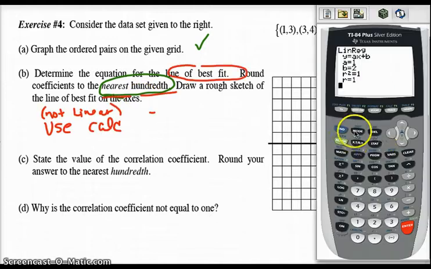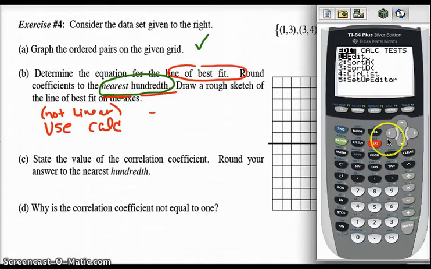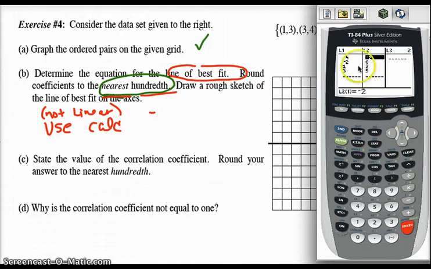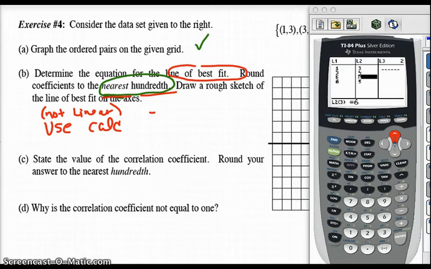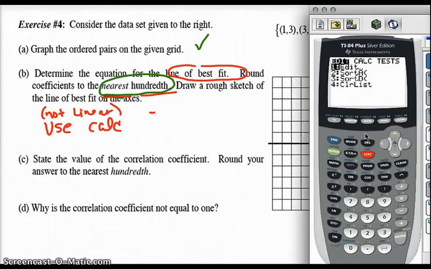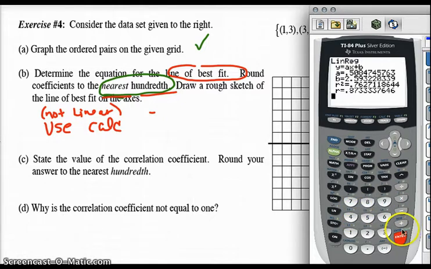So, okay, so we're going to hit stat again, and we're going to hit edit because we're putting new data in, and we're going to put our list in. So up, clear, down, over, up, clear, and then down. Okay, so go ahead and put your data in. Okay, so your table should look like that. You're going to hit stat, calc, so arrow over, and then 4, because you see that ax plus b, that's our mx plus b. Hit enter.